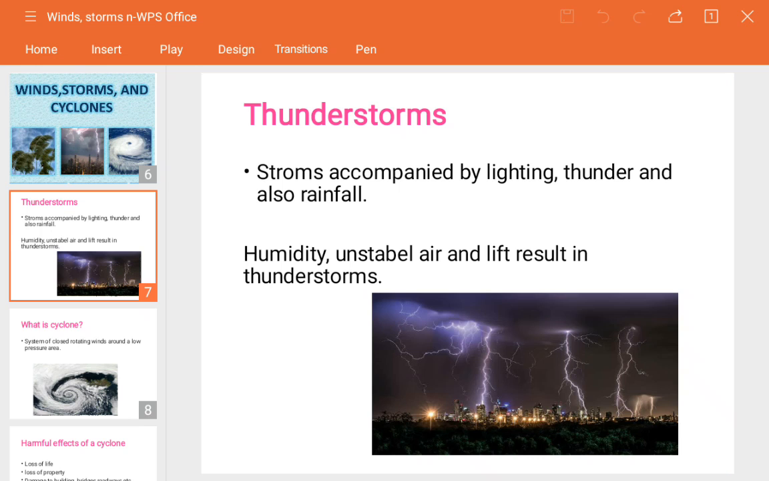Next, it also has humidity. So the question arises: what causes the thunderstorm? Who is responsible for causing the thunderstorm? The humidity, unstable air, and lift in air. So what happens here? Lift results in thunderstorm. Here humidity means, guys, see, cloud rains. It's a combination of cloud. Humidity always consists of some moisture.